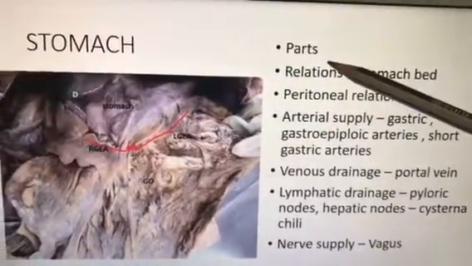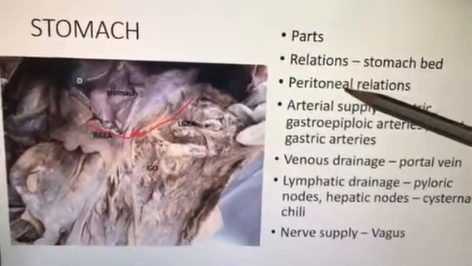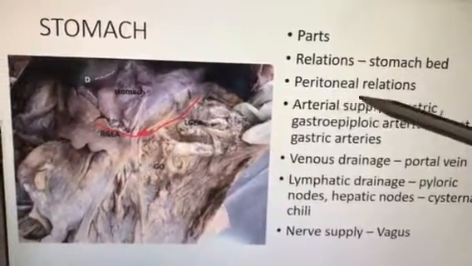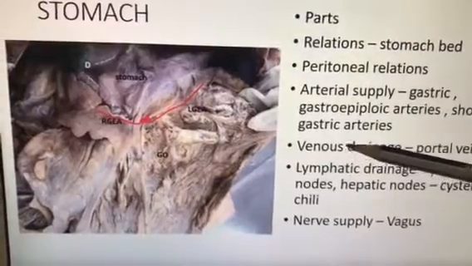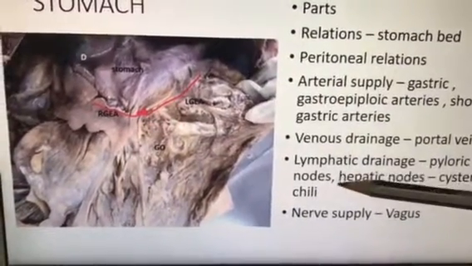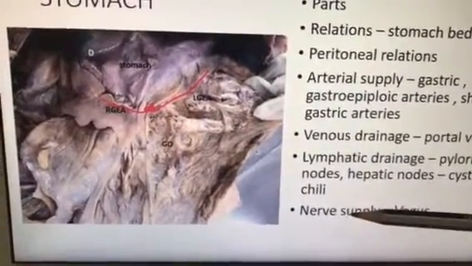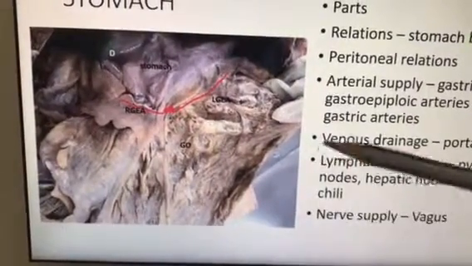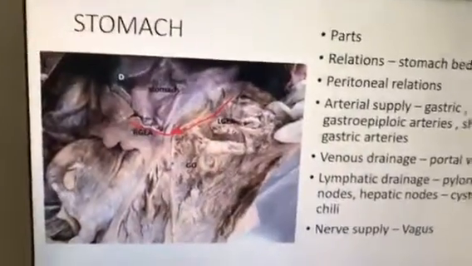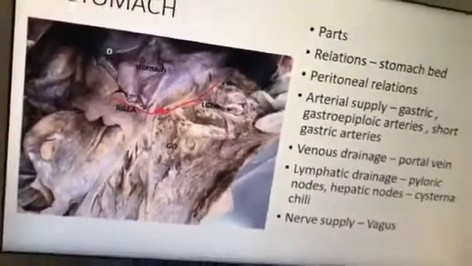For example, 2 marks will be given for the parts. For the relations, peritoneal relations and the other relations, you will be given 3.5 to 4 marks, and the blood supply 2.5 to 3 marks. Lymphatic drainage carries most of the marks, 3 marks, and nerve supply 1 mark, and the rest, clinical anatomy, 2.5 to 3 marks. This is how the mark distribution goes, right? It depends upon the examiner.